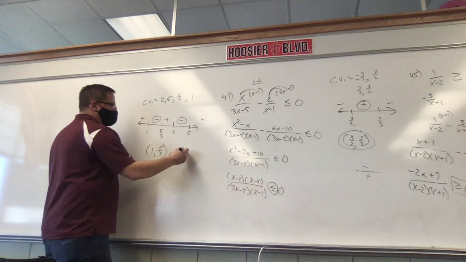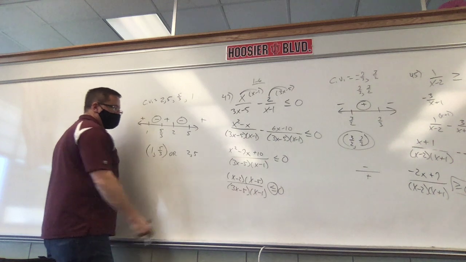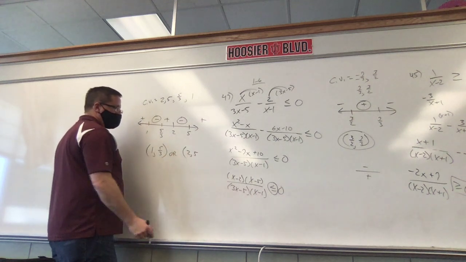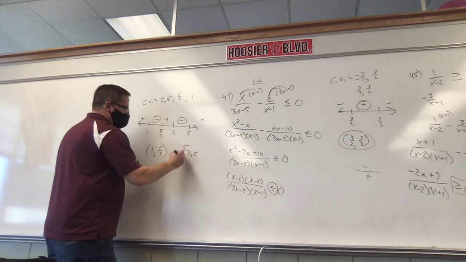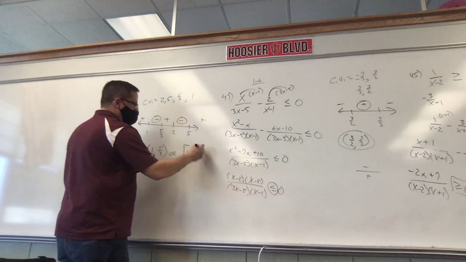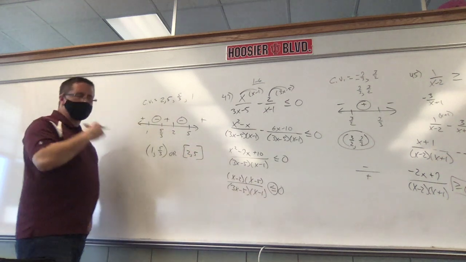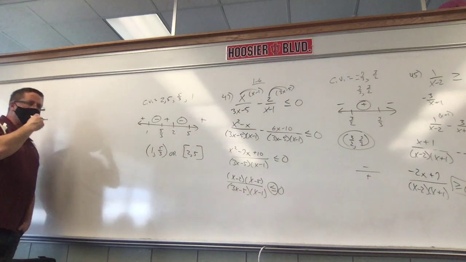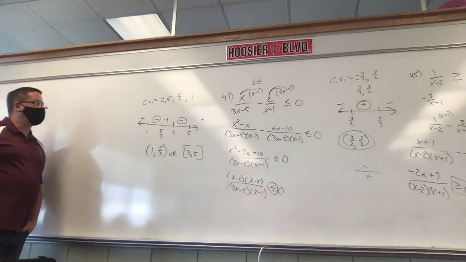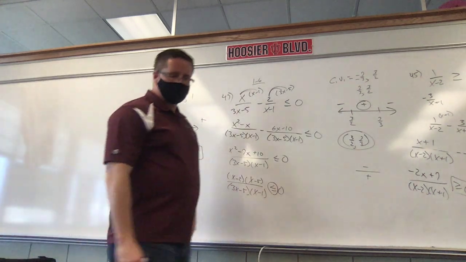Or, between 2 and 5, do we get to include 2? Yep, you get 0 on top, that's okay. Whoops, don't do that. Do we get to include 5? Yes, we do, because we don't get 0 on bottom. So we're saying numbers between 1 and 5/3, not including 1 and 5/3, or numbers between 2 and 5, including both 2 and 5.